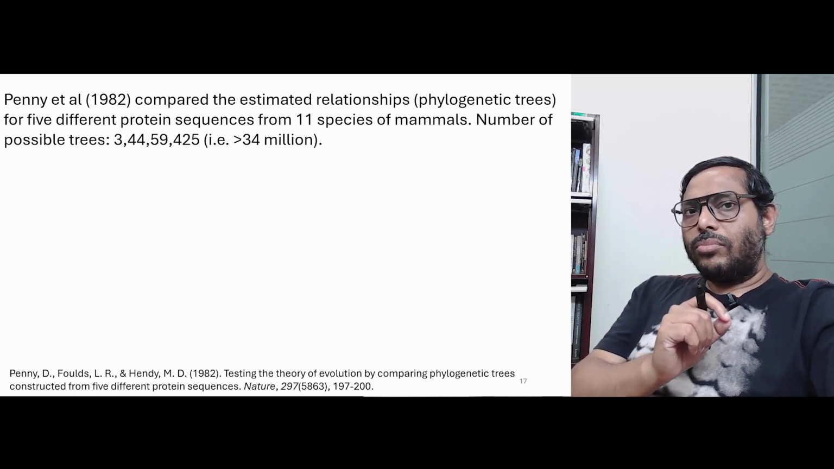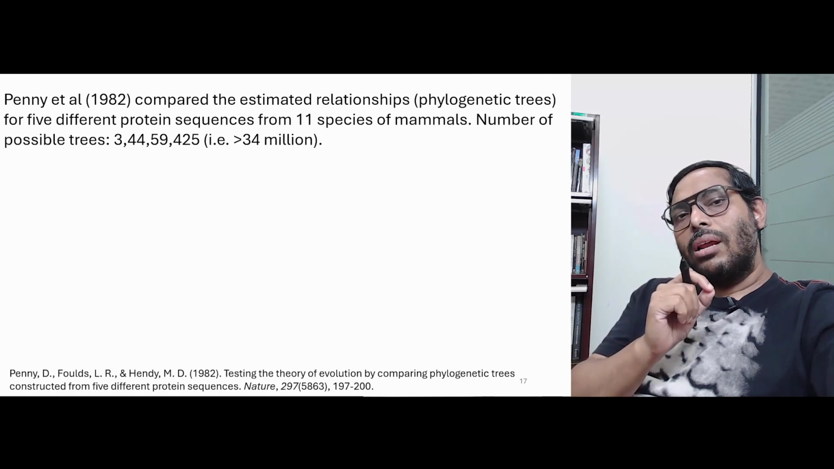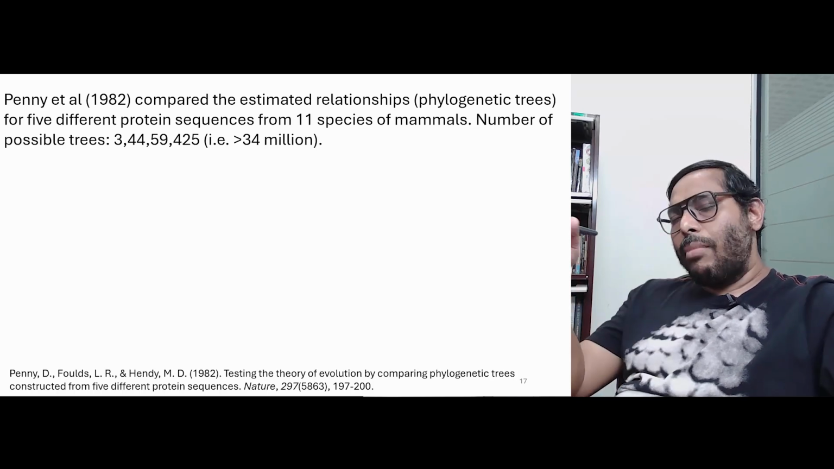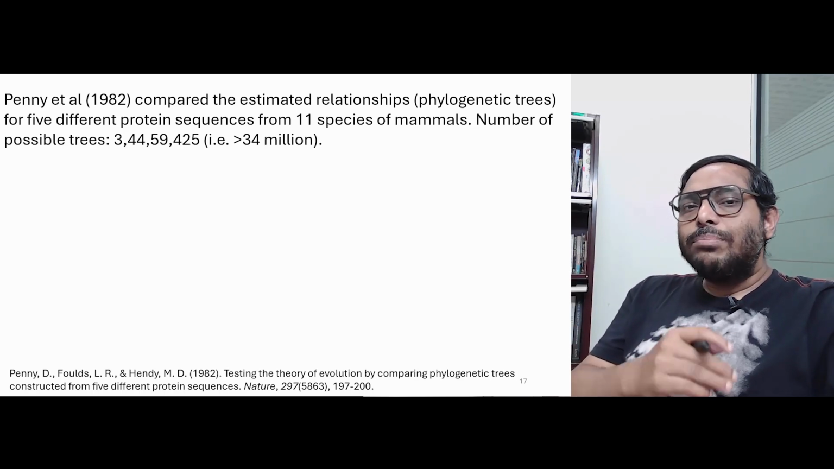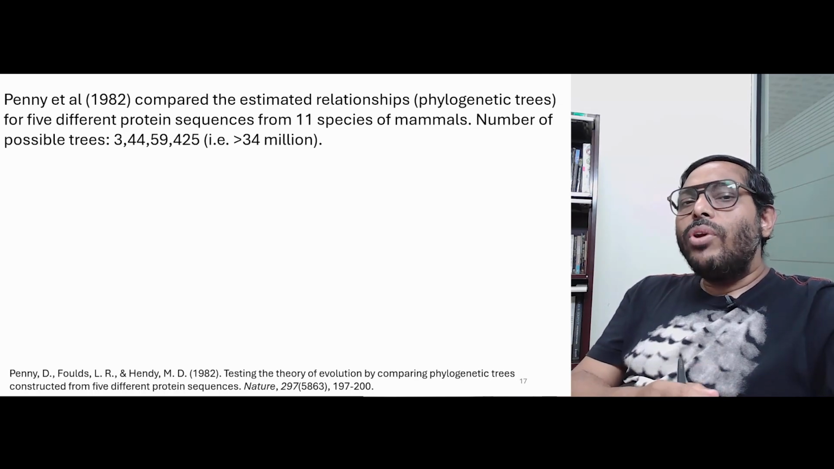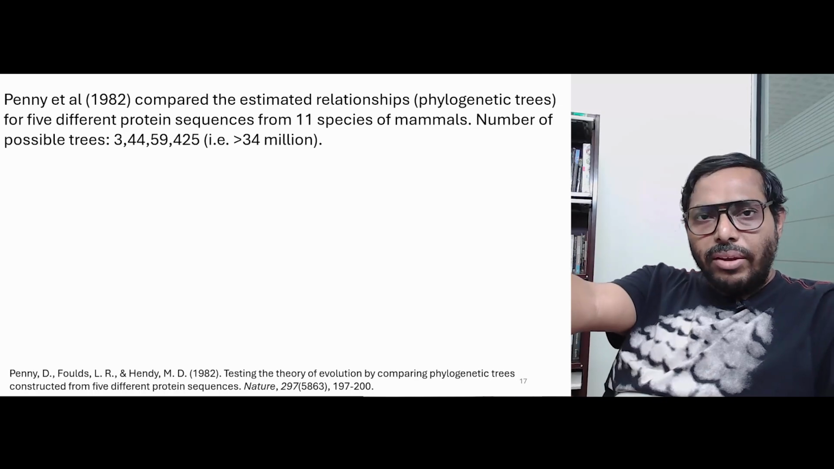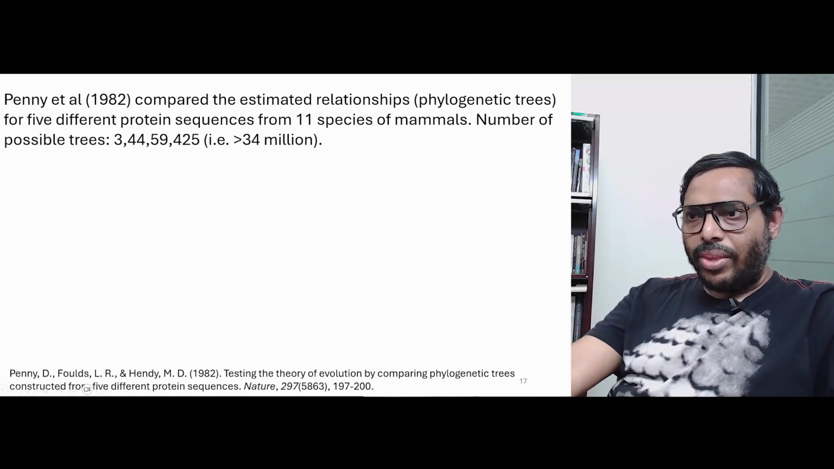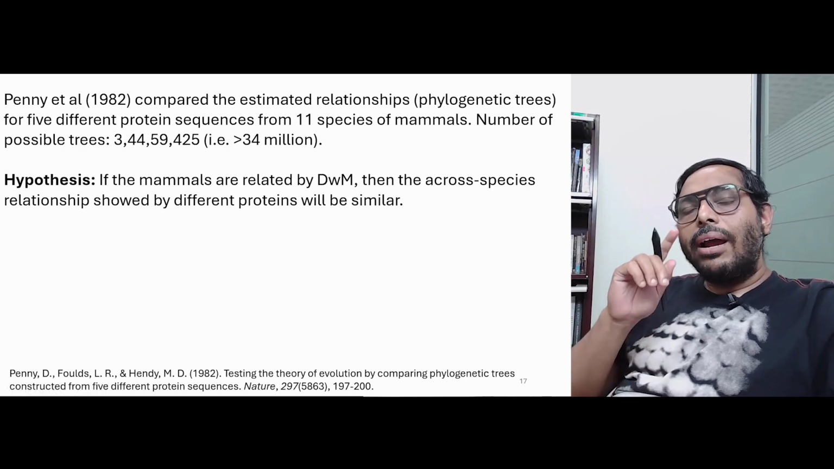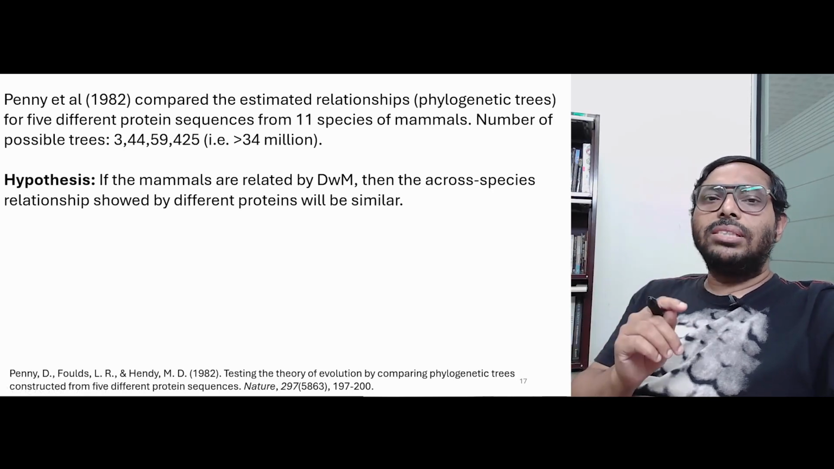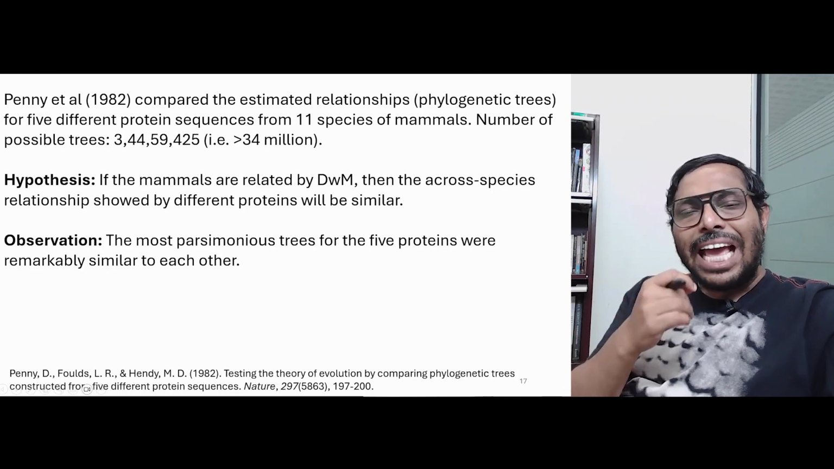Now, if these mammals have not descended with modification, then we do not really expect them to be related to each other, and then we do not really expect the trees to be very similar to each other, particularly given that more than 34 million of them are possible. However, if they are related by DWM, then the across-species relationships shown by these different proteins should actually be extremely similar, which is exactly what we get.